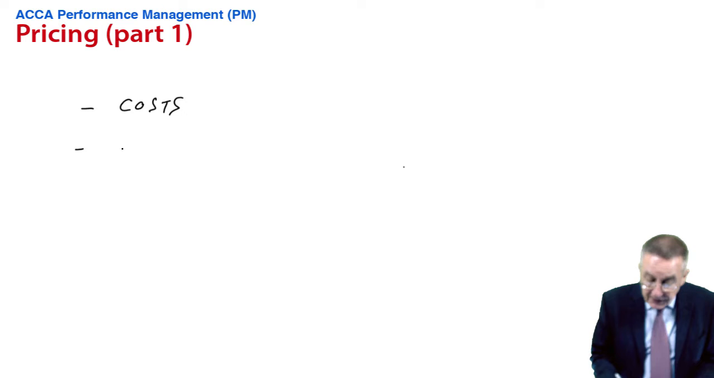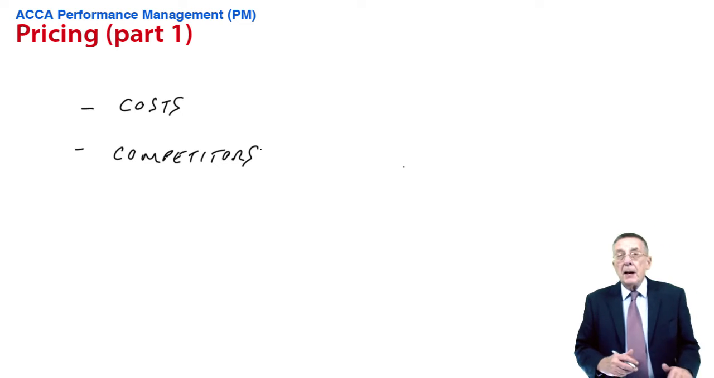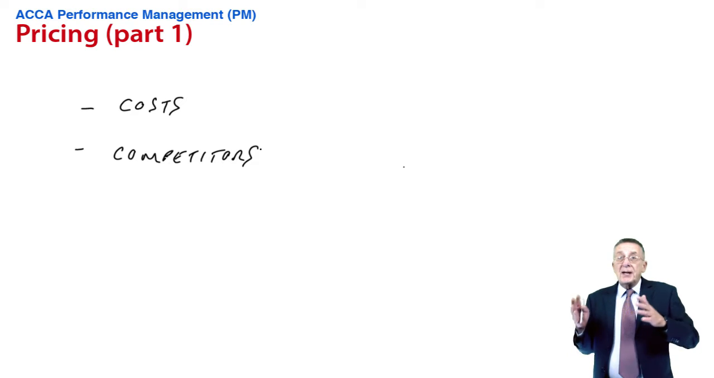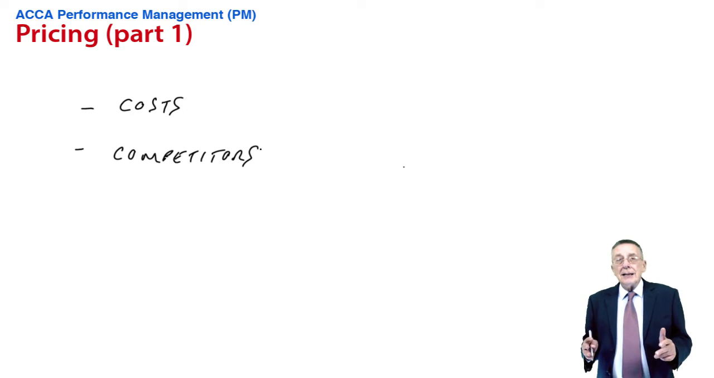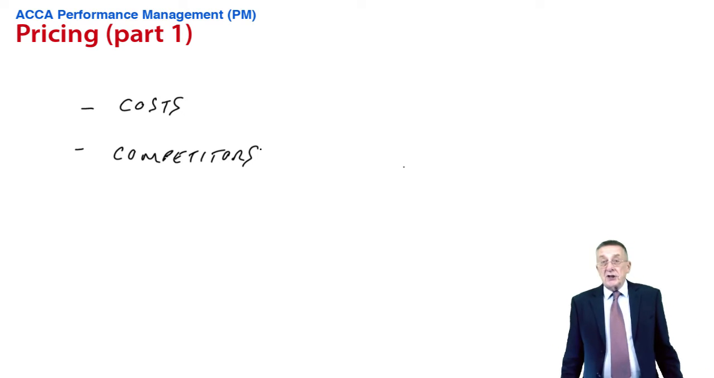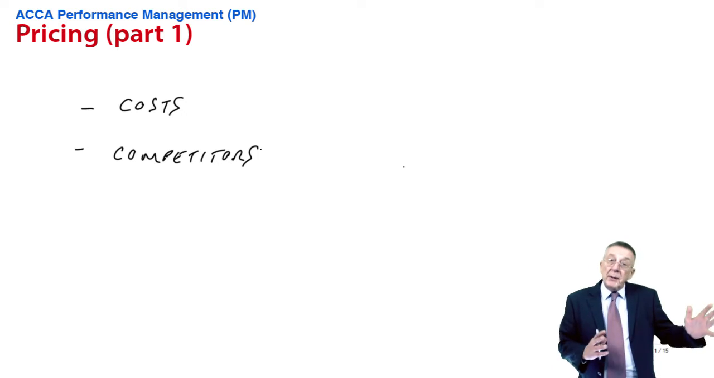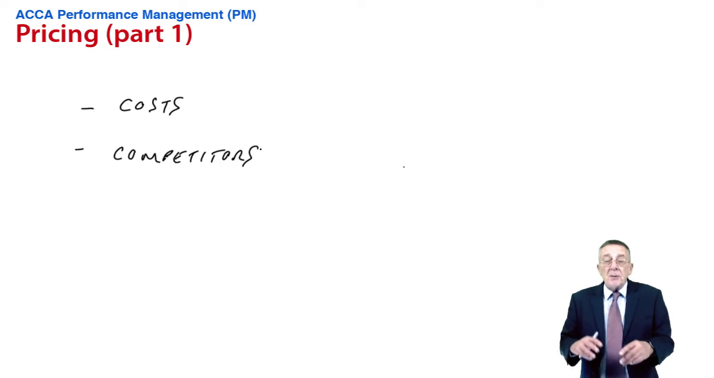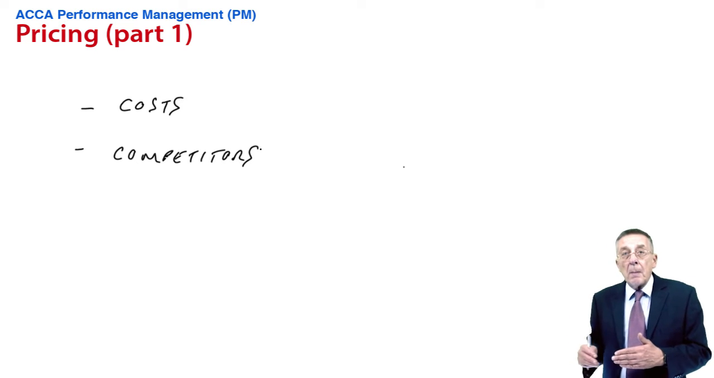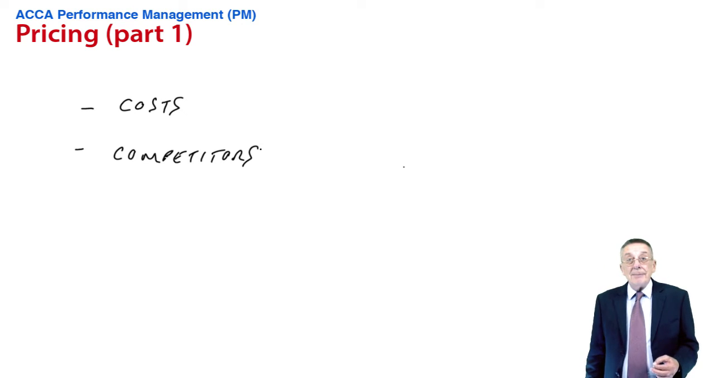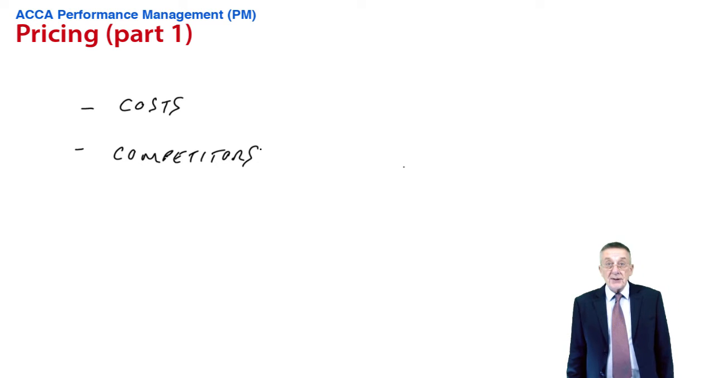A second factor is competitors. Because again, surely, if there are other companies producing a similar product, and if they're charging $10 a unit, surely we're going to have to charge $10 a unit. Maybe we can charge more if we can prove our product is better. Maybe we might charge a bit less to make them buy ours instead of the competition. But certainly, we're going to have to see what price competitors are charging, and that, again, is going to be a factor in determining the selling price.